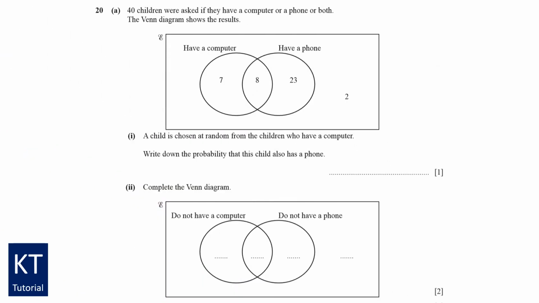Question 20. 40 children were asked if they have a computer or a phone or both. The Venn diagram shows the results. A child is chosen at random from the children who have a computer. Write down the probability that this child has a phone. This is 8 over 15. Next, complete the Venn diagram. The logic would see to each of the numbers being positioned in accordance to the arrows.